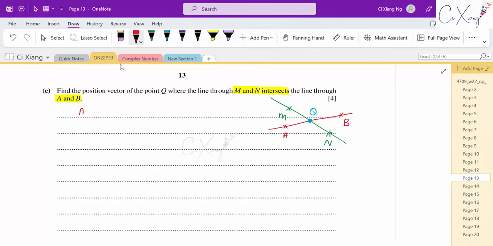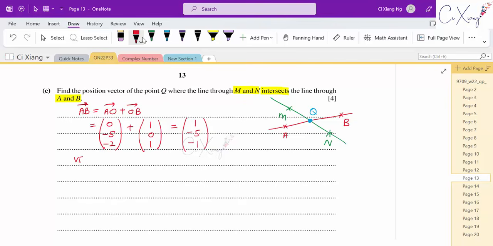So to find the vector equation for AB, I need to find the direction of AB. So AB means AO plus OB, where AO should be 0, -5, and -2. Then plus OB. What is OB here? OB will be 1, 0, and 1. It is given in the question, right? So my AO plus OB, I will get 1, then -5, and -1. This is the direction of the line AB.